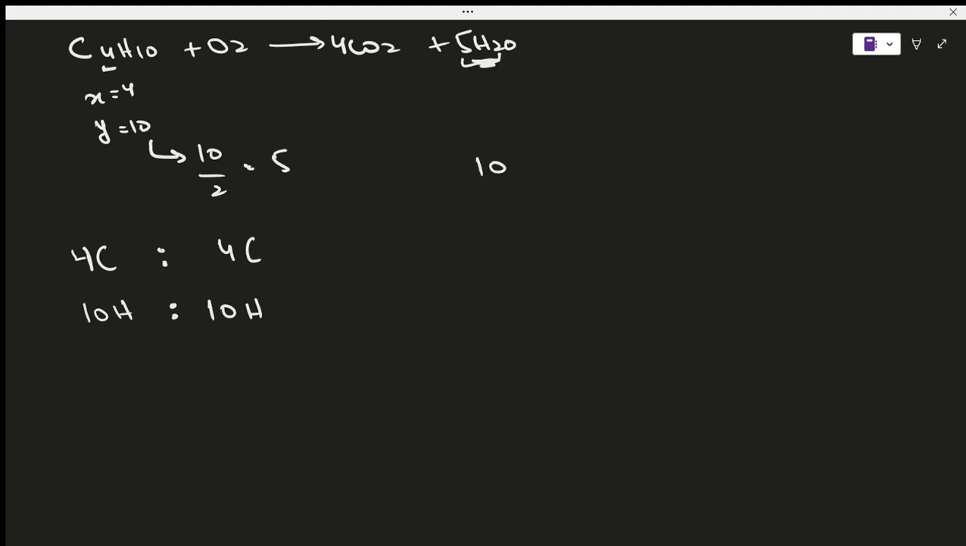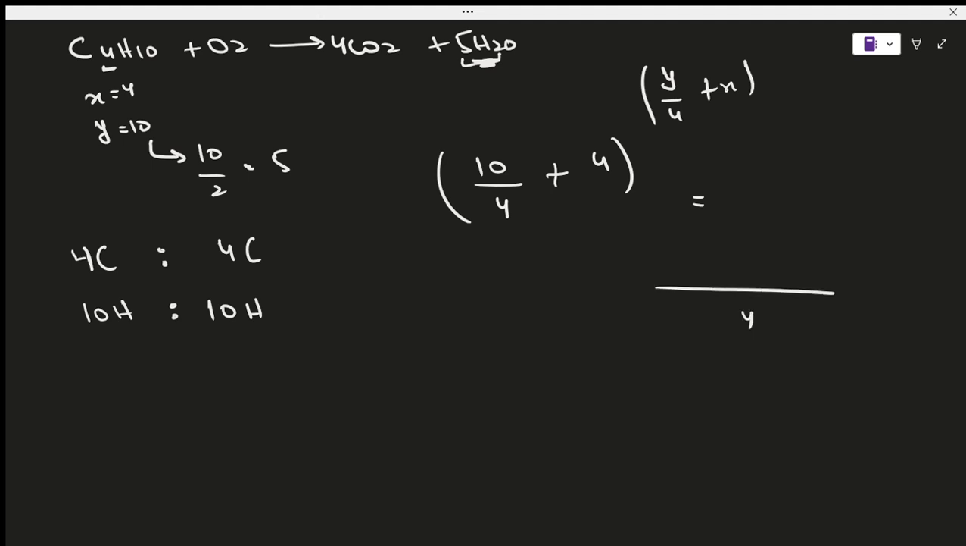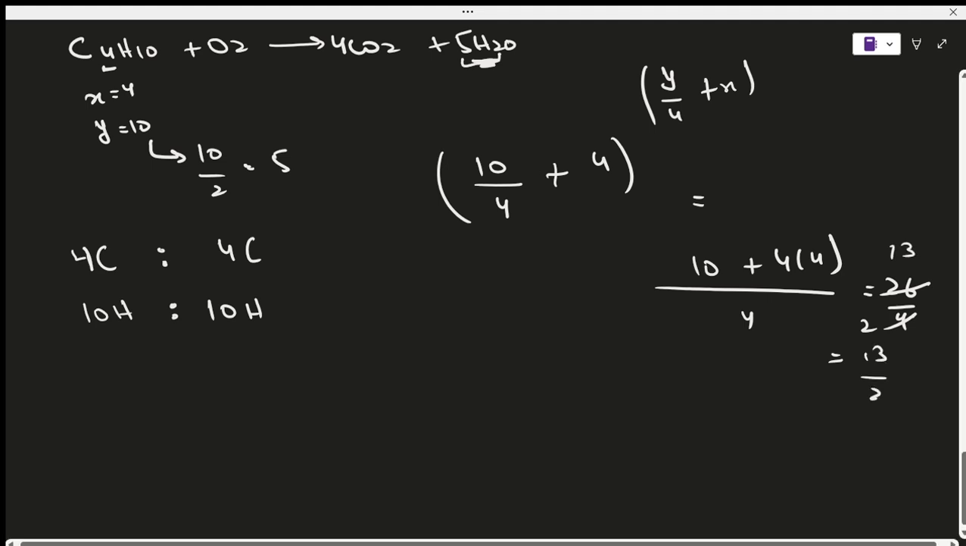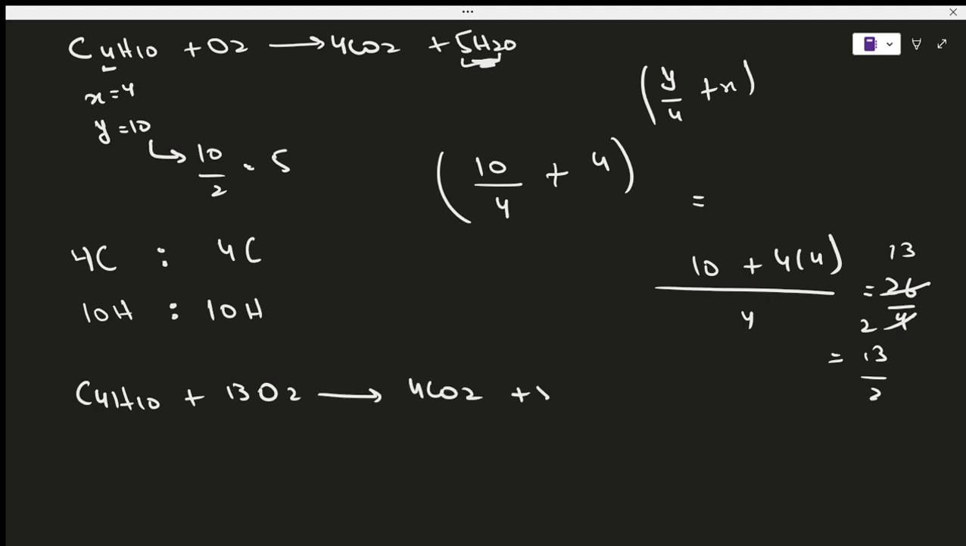The value of Y is 10 and the value of X is 4. The formula that we are following here is Y over 4 plus X. So this comes as 10 plus 4 into 4, and this comes as 26 over 4. So the value here comes as 2 into 13, so this is 13 over 2. What we will do, we'll write it the same way: C4H10 plus 13O2, you have 4CO2 plus 5H2O.